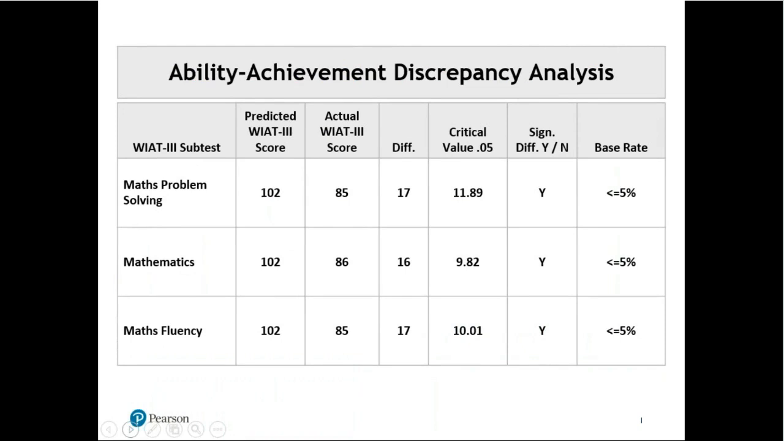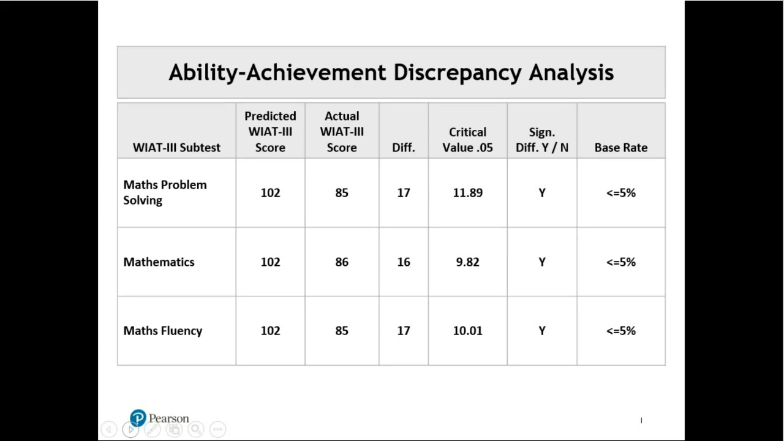Now, if we looked at that same individual, but we only ran an ability achievement discrepancy, we get very different results. In fact, here we would be indicating that actually this child does have an SLD with a base rate of less than 5%. So it's interesting here that if we take the processing weakness into account, it actually no longer supports that hypothesis. And this would be one of those children who has potentially been misdiagnosed previously, but actually might be underachieving for other reasons, not because they have a specific learning disorder.